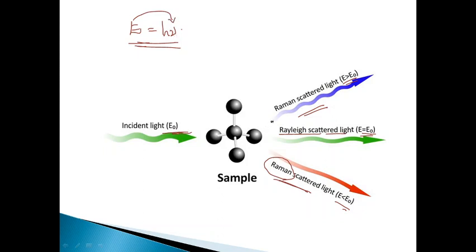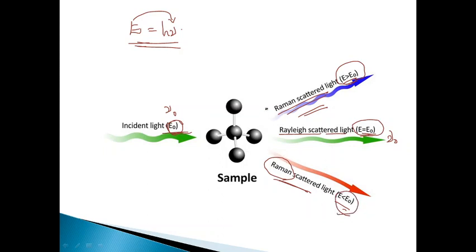So here we can see the incident light, having a particular energy or a particular frequency, is falling onto the sample. After it is scattered, there is a Rayleigh scattered light which has the same energy or the same frequency, and there are Raman scattered lights which have higher frequency and lower frequency, or higher energy and lower energy. So this is what happens in the Raman effect.